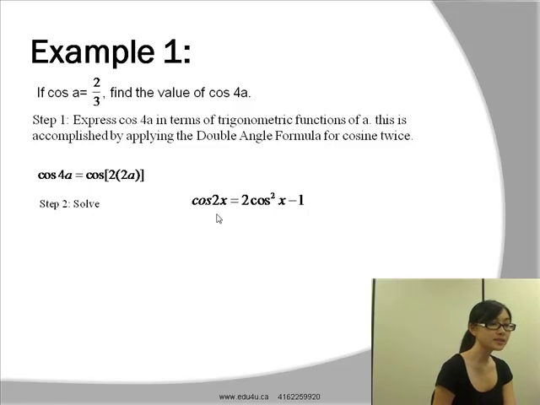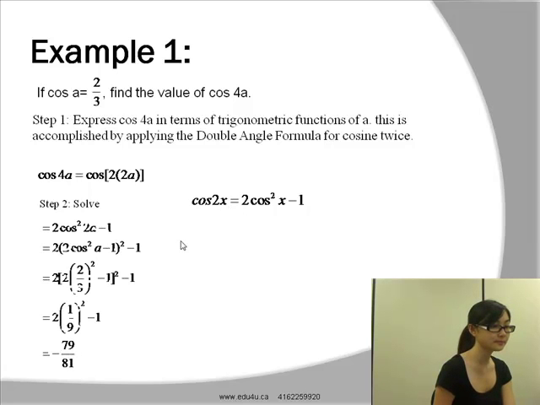Step 2, we can solve. Recall that cos of 2x equals 2 cos squared x minus 1. In this case, our x will be 2A. So if we plug that back into this equation, we will get 2 cos squared 2A minus 1. We apply the double angle formula again inside this bracket. And that will give us 2 times cos squared A minus 1, squared, minus 1.